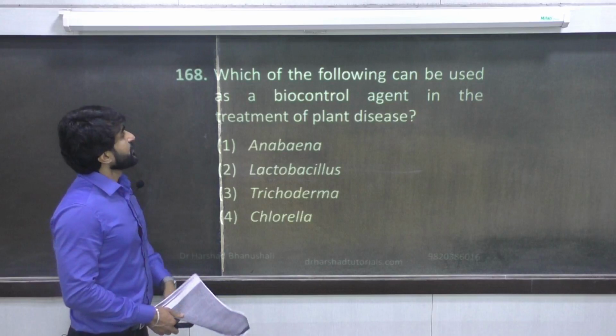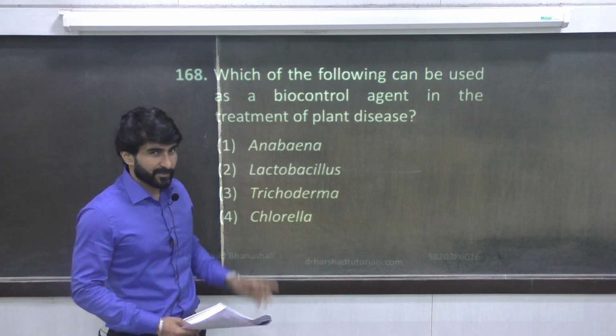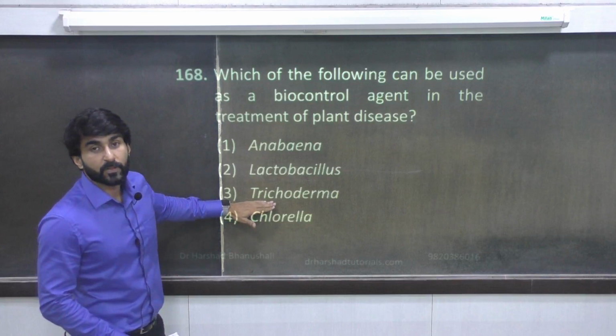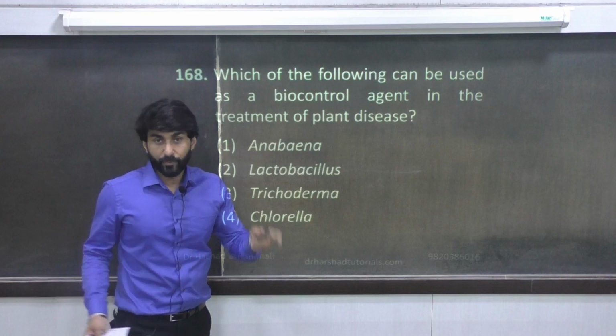Question number 168, which of the following can be used as a biocontrol agent in the treatment of plant disease? Trichoderma, as I was saying, is already asked before in the previous question. It's kind of a repeat question. They've asked about biocontrol. You know, Trichoderma is a fungus which is used in the biocontrol of plant diseases. So answer would be 3. This is your answer for 168. If you know the previous question about biocontrol agents, this is a straightforward answer. Answer 3.